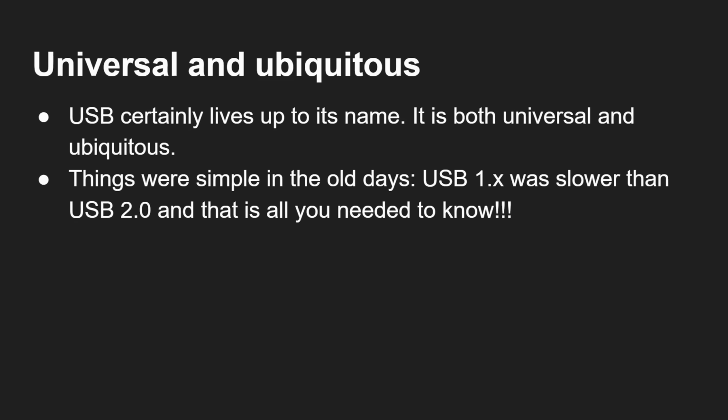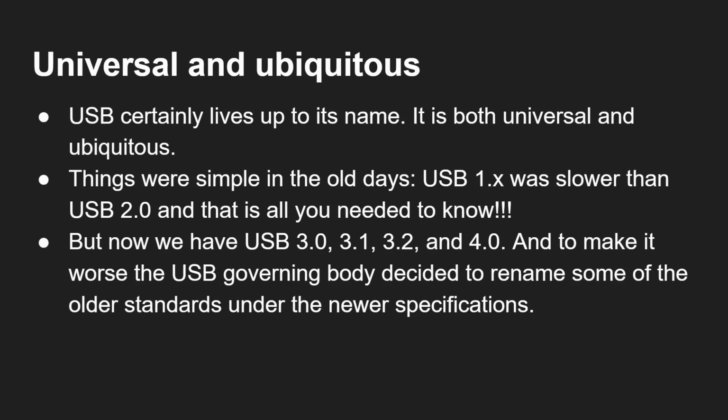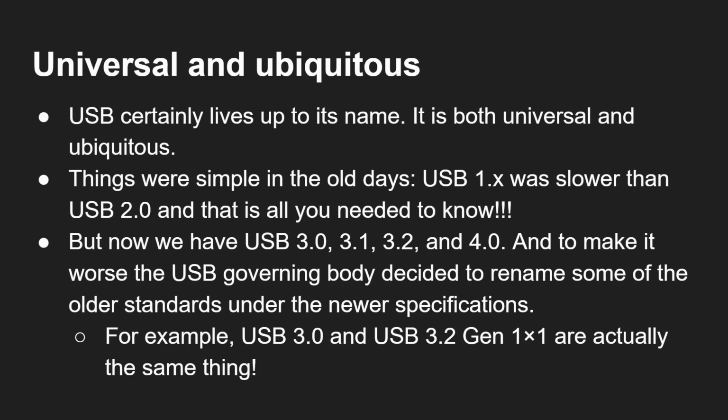And way back in the day, USB was pretty simple. There was USB 1. We knew that was the slow one, and there was USB 2. We knew that was the high speed one, and that was all you needed to know. But things have got a little more complicated since then. Now we've got USB 3, 3.1, 3.2, and 4. And to make things worse, the USB governing body decided to rename some of the older standards under the newer specifications. So for example, USB 3 and USB 3.2 Gen 1 X1 are actually the same thing. Now we'll get more to this in a minute, so let's try to unravel some of these mysteries.